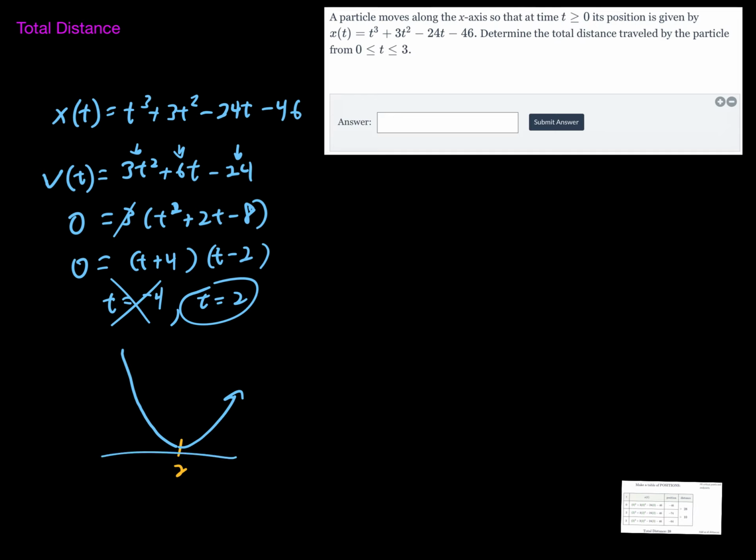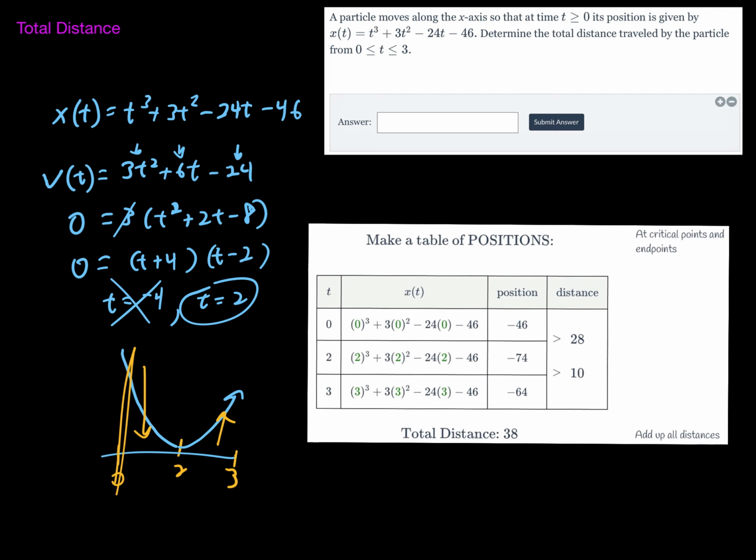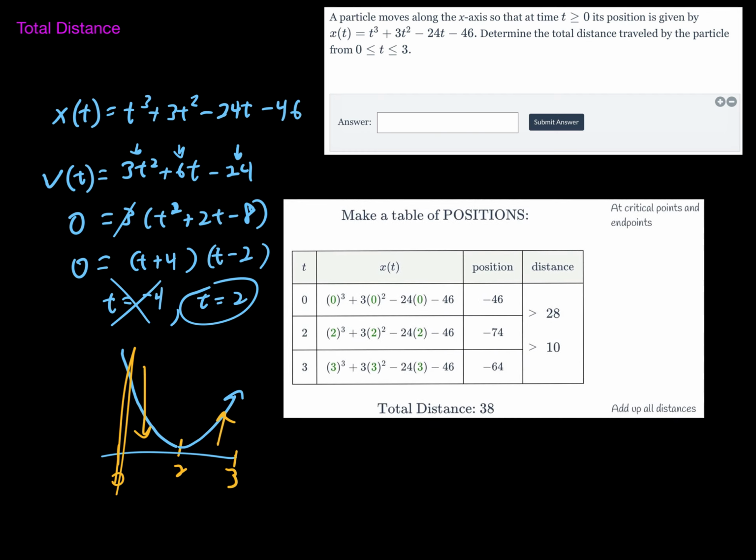So we need to figure out if we're starting at 0 somewhere, and then we're going out to time 3, we have to figure out what distance we're going between 0 and 2, and then what distance between 2 and 3. This right here has the values. Just to save time, you can plug it into your calculator to check. But at time 0, when you plug in a 0 into the position function, you're going to get a position, and you actually are pretty low. You're down at -46. And then at 2, you're at -74.